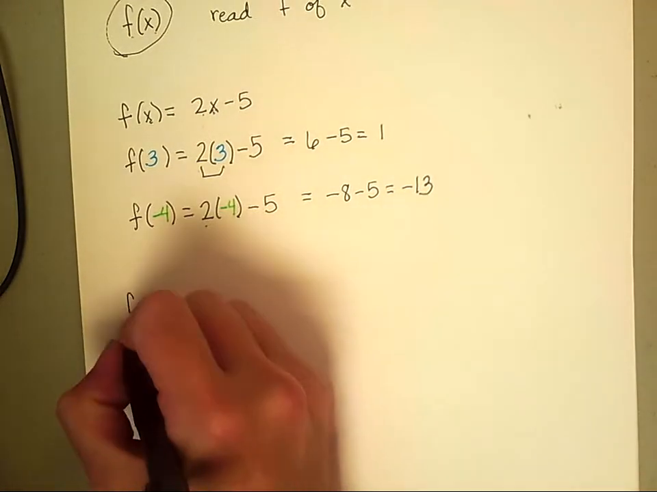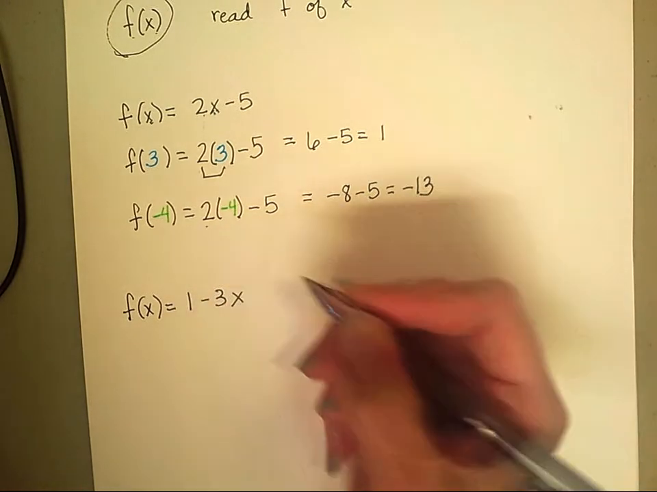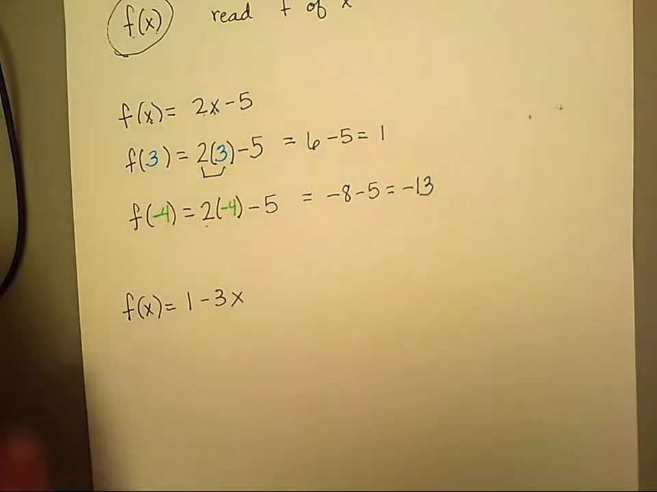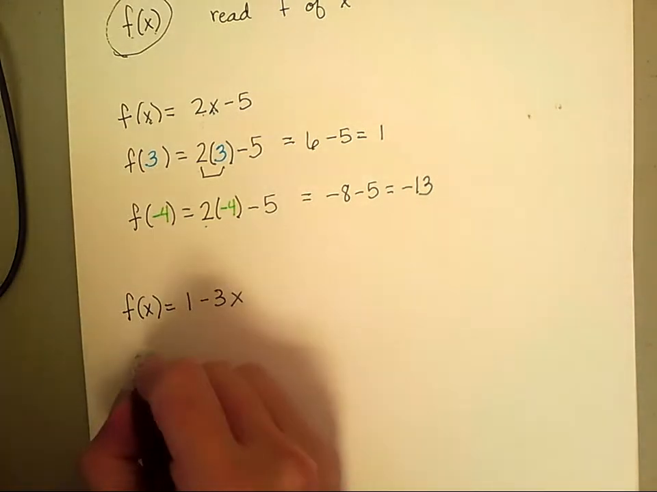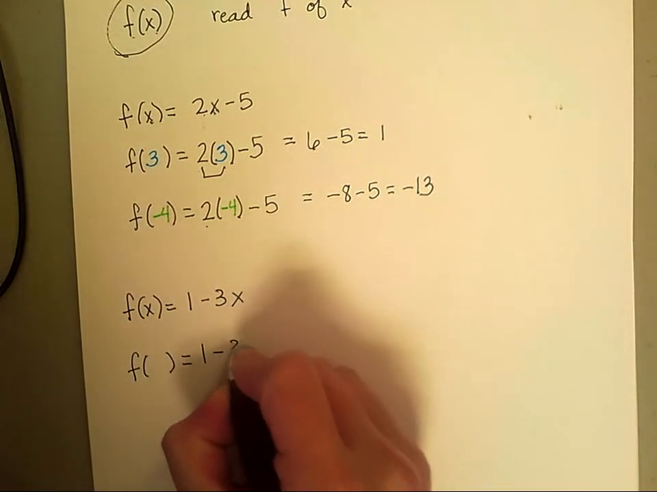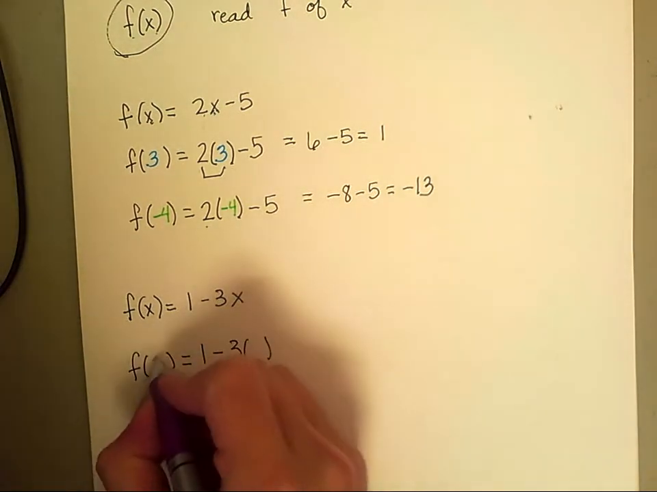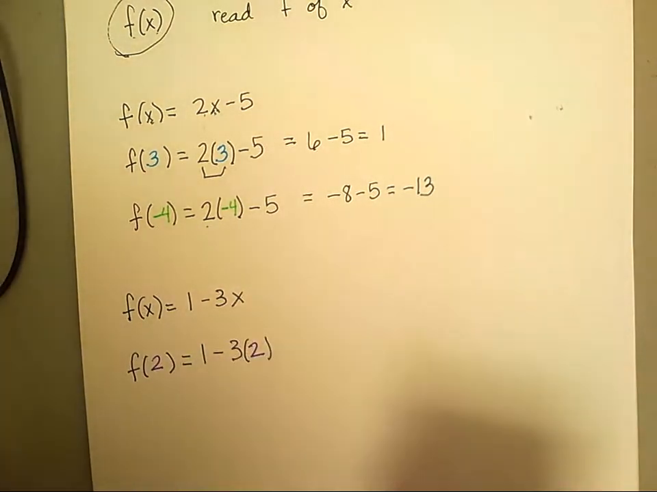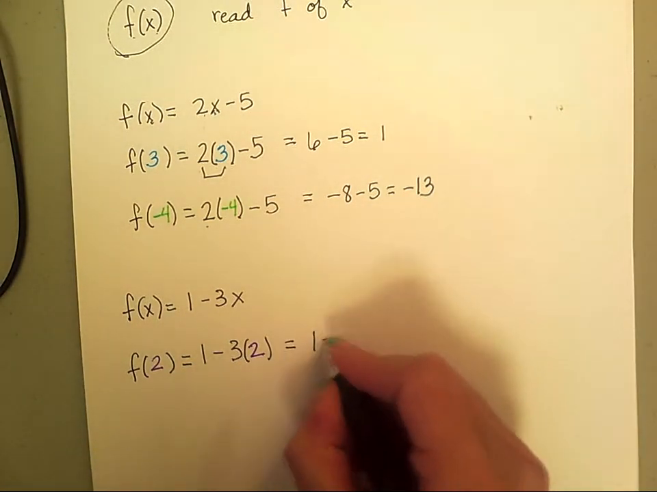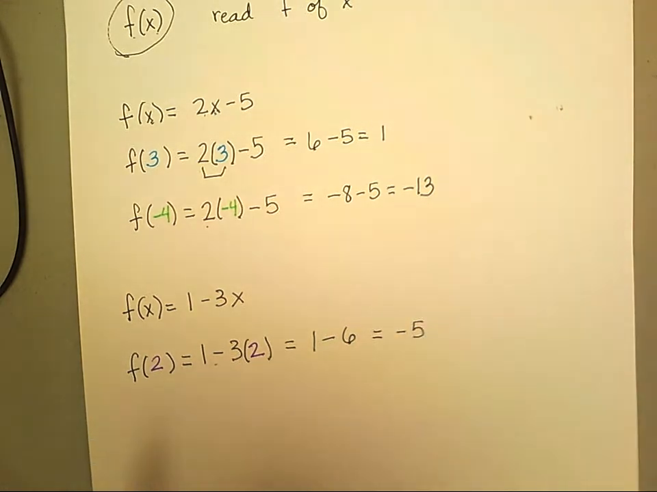Say, for example, our function is equal to 1 minus 3x. Okay, that's fine. We have to define what a function is every time we use it. Now let's find f of 2. Now this function is 1 minus 3 times x, so wherever I see the x, since I'm going to find f of 2, I replace the x with 2. And now we can just simplify. This becomes 1 minus 6, which is negative 5.